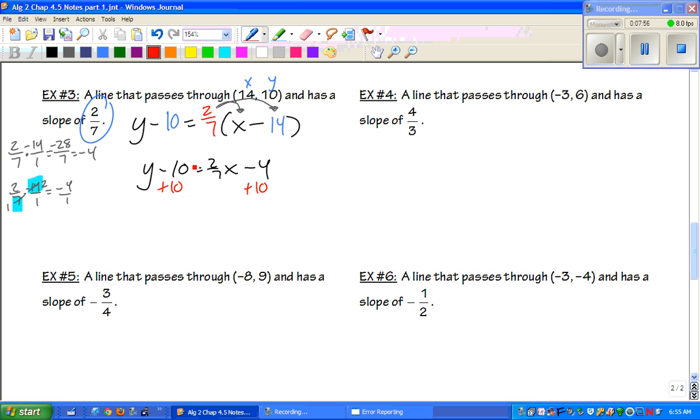But then to get the y by itself, we have y equals 2 over 7x plus 6. And just like we talked about, look at the slope. They're the same.